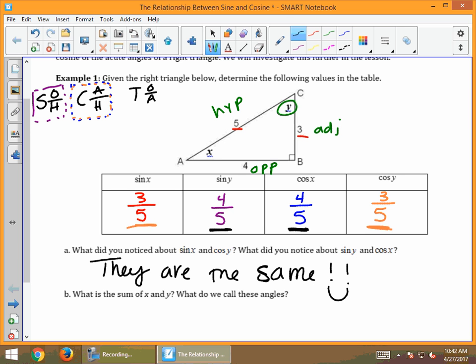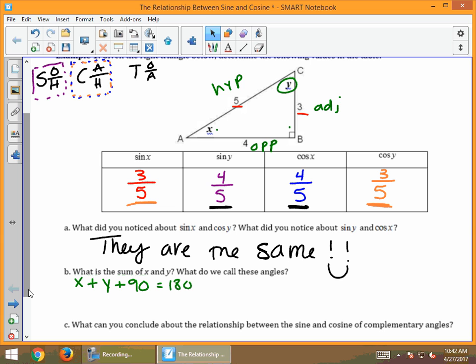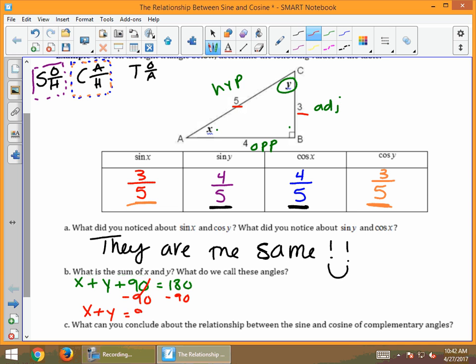And B says, what is the sum of angle x and y? And what do we call these angles? Well, let's first figure out the sum. So think back to that first unit. We know all the angles of a triangle add to 180. So we know x plus y plus 90, all three angles will add and equal 180. Well, to figure out the sum of just x and y, move the 90 over. So we know x plus y equals 90.